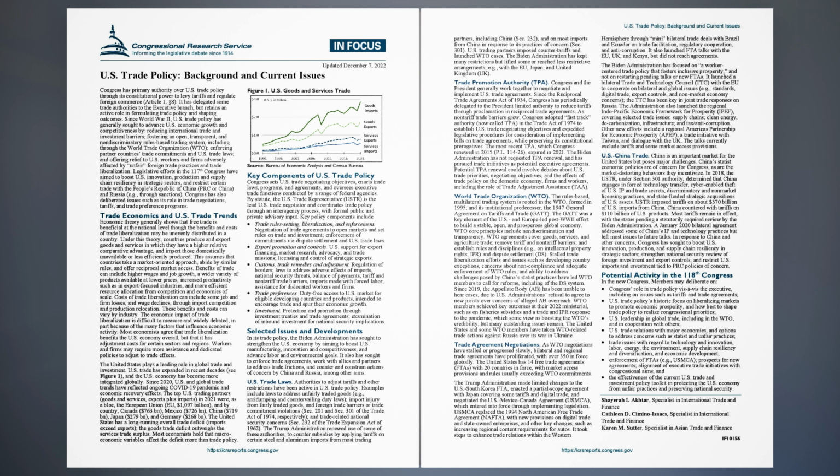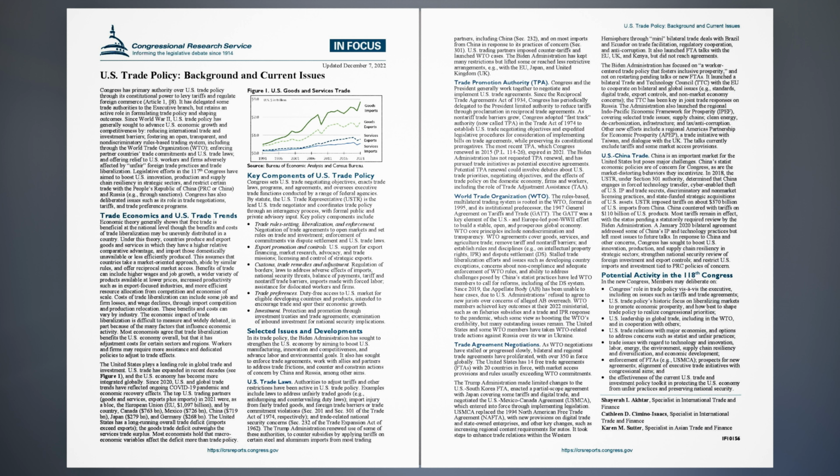The Trump administration renewed use of some of these authorities to counter subsidies by applying tariffs on certain steel and aluminum imports from most trading partners, including China, Section 232, and on most imports from China in response to its practices of concern, Section 301. U.S. trading partners imposed counter tariffs and launched WTO cases. The Biden administration has kept many restrictions but lifted some or reached less restrictive arrangements, for example, with the EU, Japan, and United Kingdom, UK.